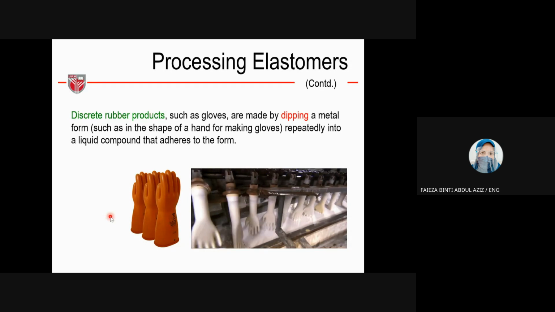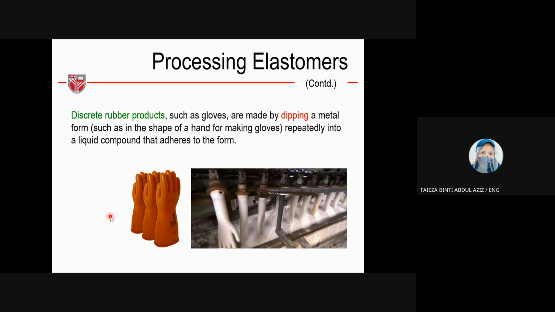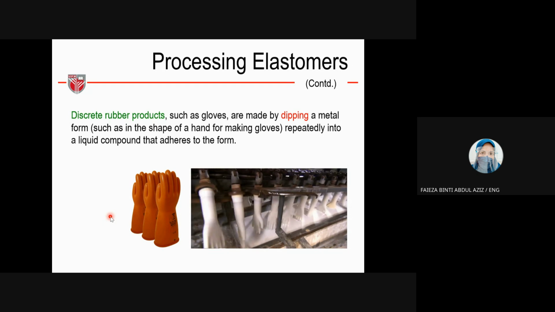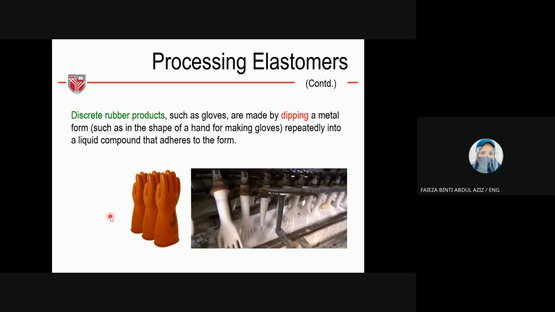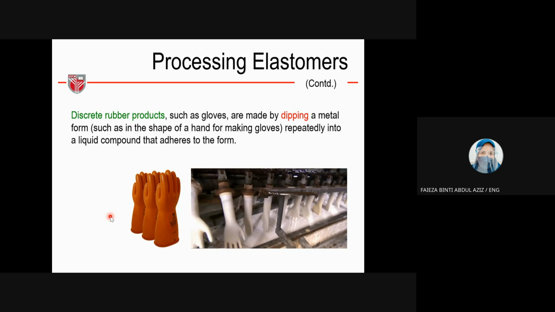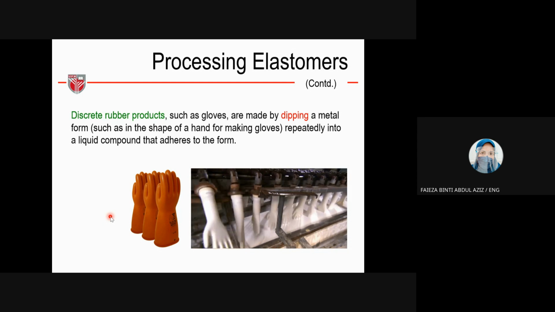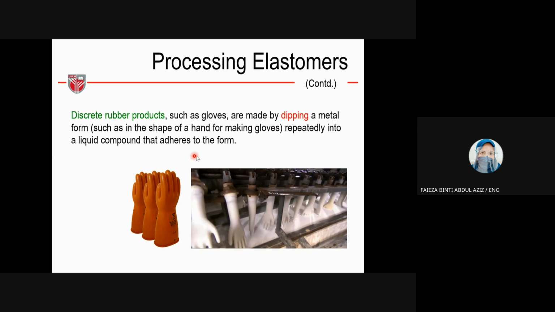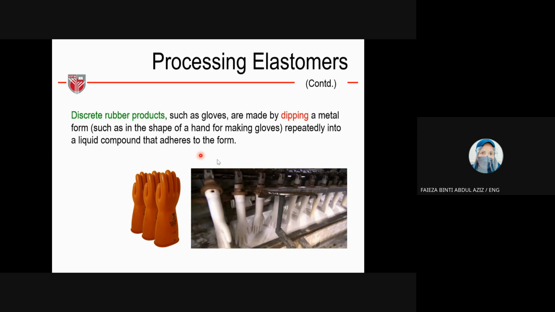Here you can see an example of a line producing gloves. Discrete rubber products such as gloves are made by dipping a metal form, such as the shape of a hand for making gloves. They dip the metal form repeatedly into a liquid compound that adheres to the form. You see here, they dip.